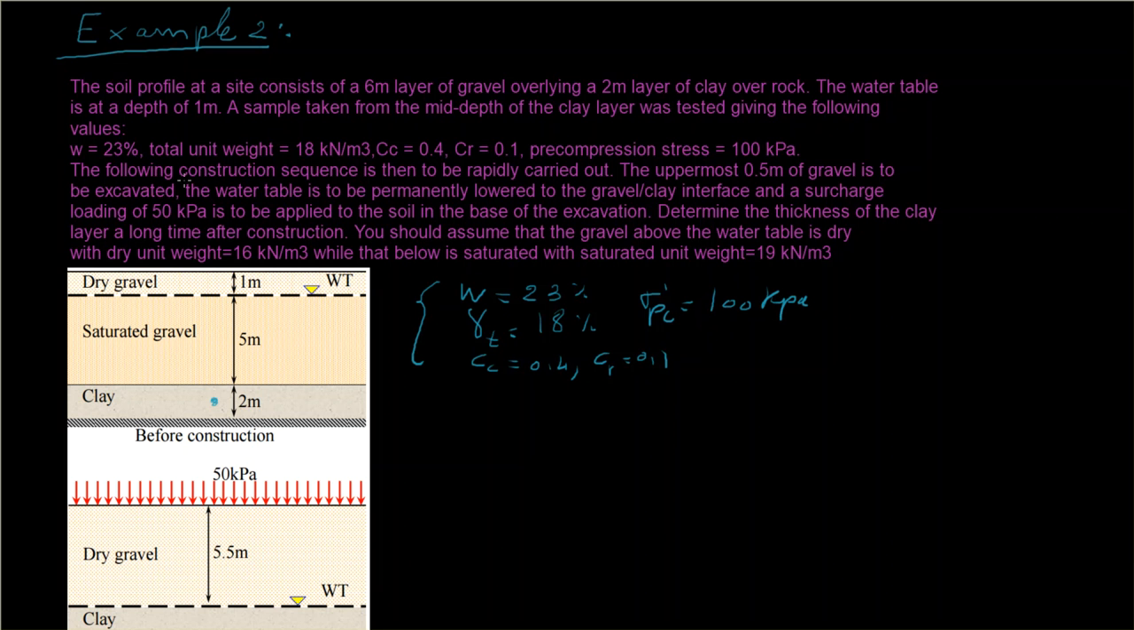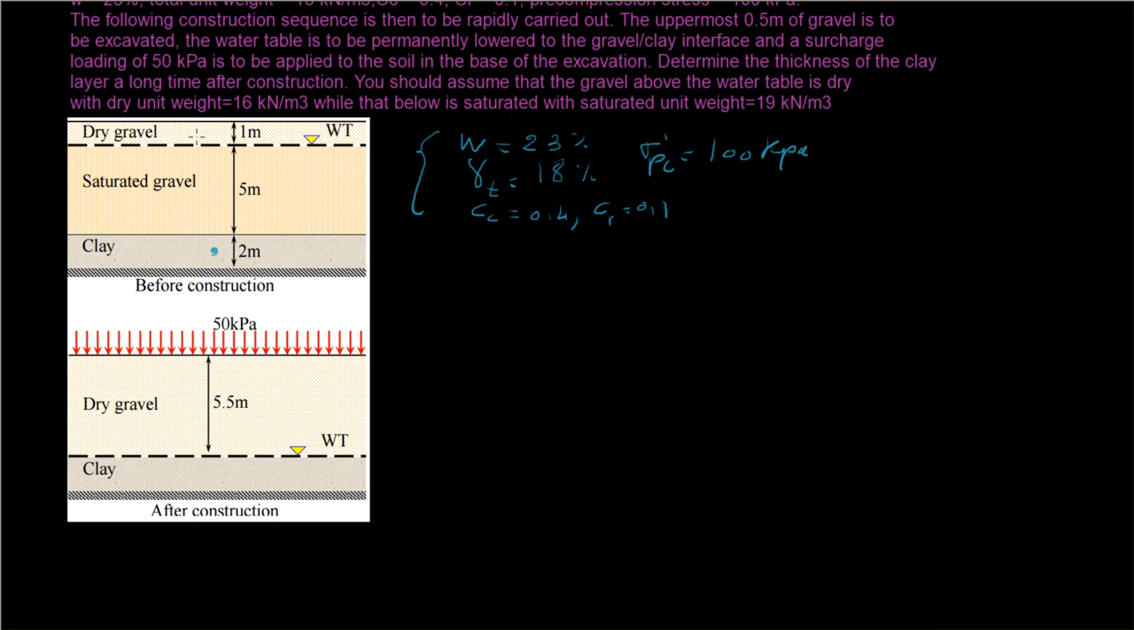Okay, so the following construction sequence is then to be rapidly carried out. They will excavate the first half a meter and keep only 5.5 meters of gravel. Then we will lower the water table to the interface between the gravel and the clay, and we will apply a surcharge. So three things are happening. We are excavating the top, so less gravel, the water table is lowered, and a surcharge is added.